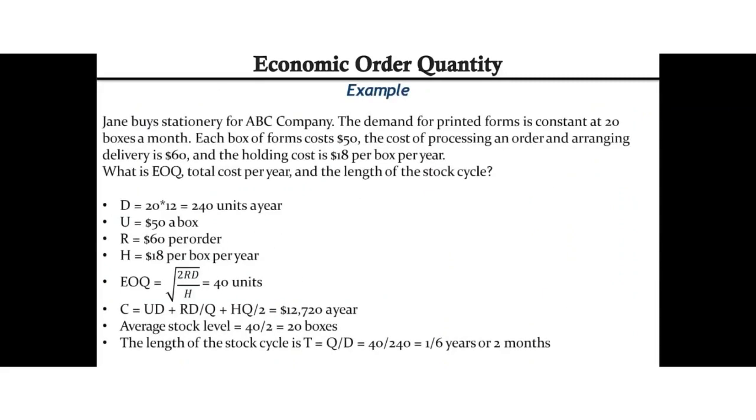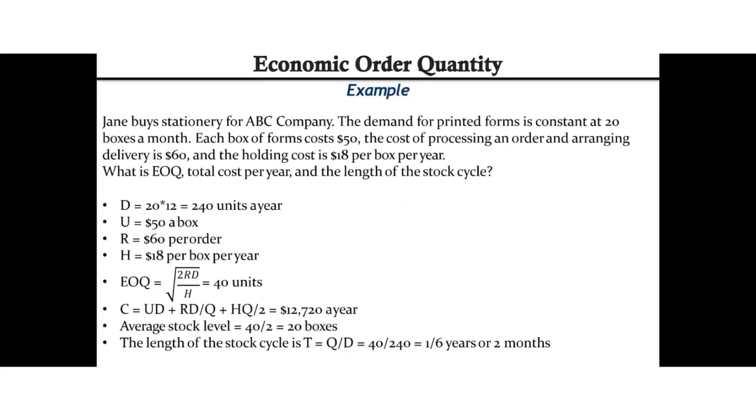Now, let's continue with an example. Jane buys stationery for ABC Company. The demand for the printed forms is constant at 20 boxes a month. Each box of forms costs $50. The cost of processing an order and arranging delivery is $60, and the holding cost is $18 per box per year. What is the EOQ, total cost per year, and the length of the stock cycle?